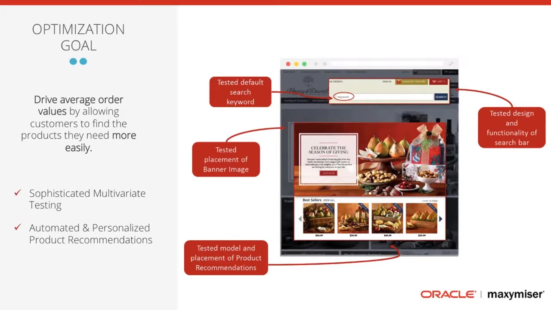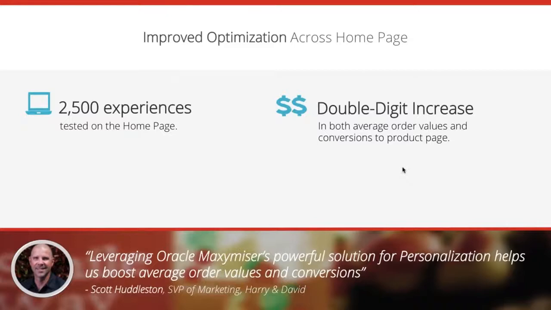And what's interesting is that they didn't need statistical confidence on every single combination of elements. They used what Maxymiser has, called an element level report, to identify which elements on the page actually drive the most value, giving them real solid information around what to show on their site. So the result has been a double-digit increase in both average order values and conversions onto the product page.